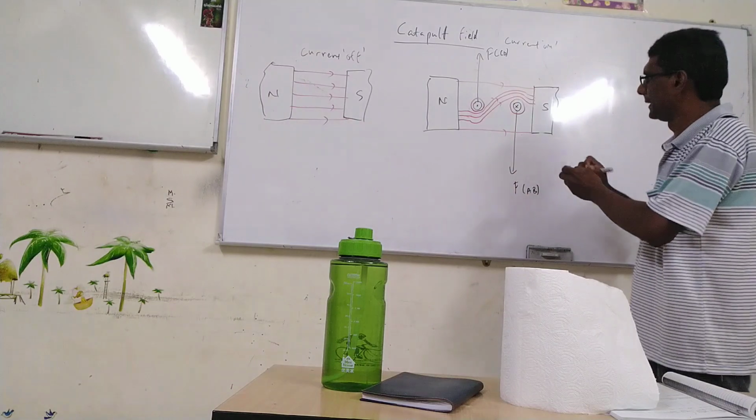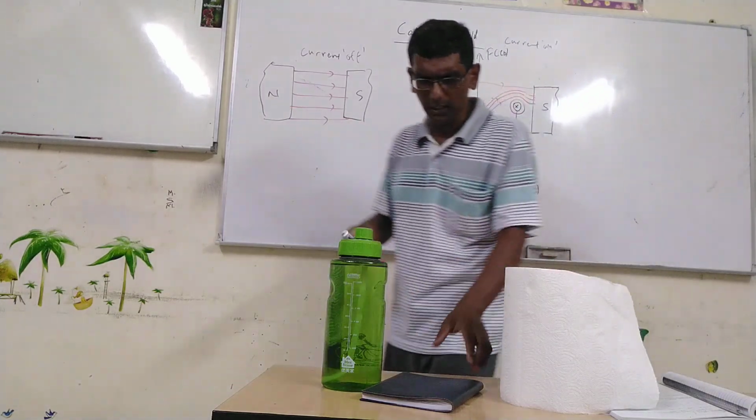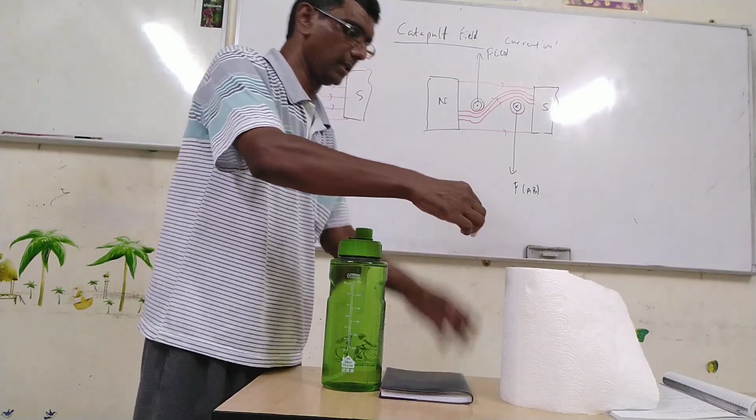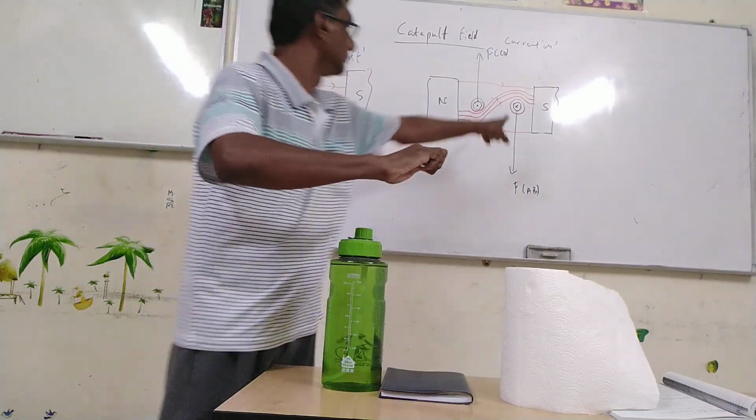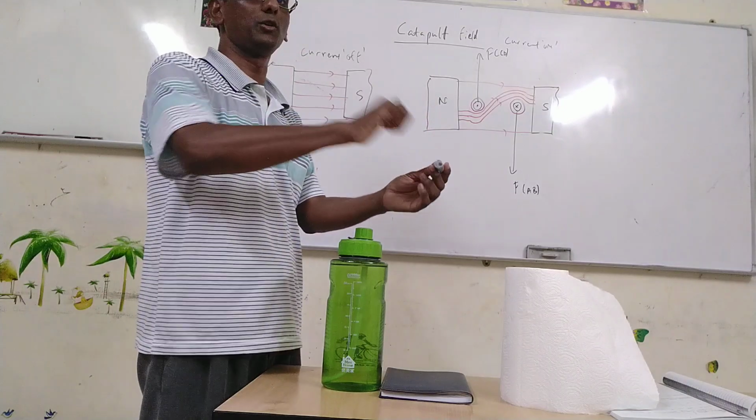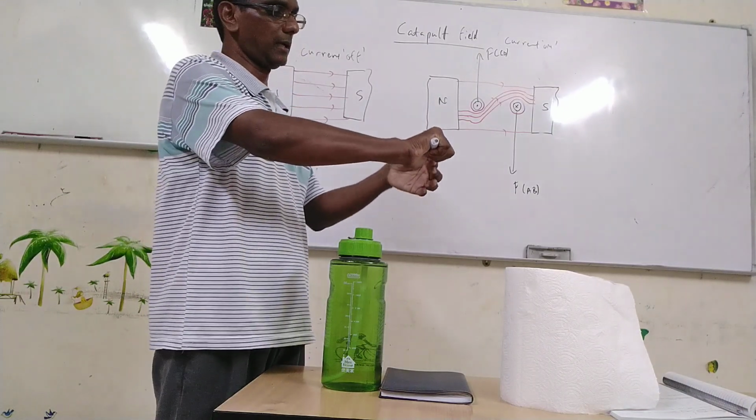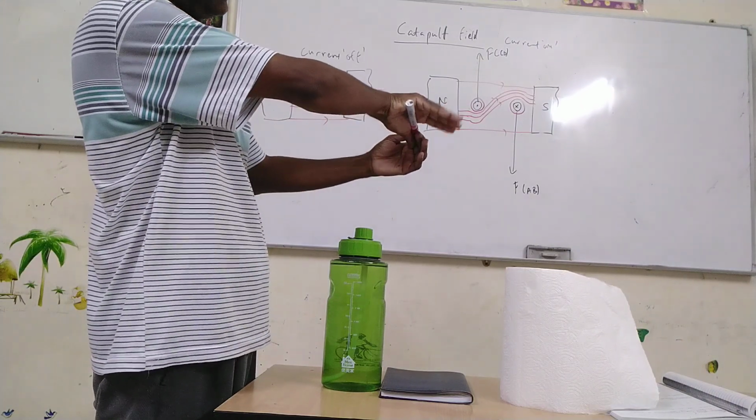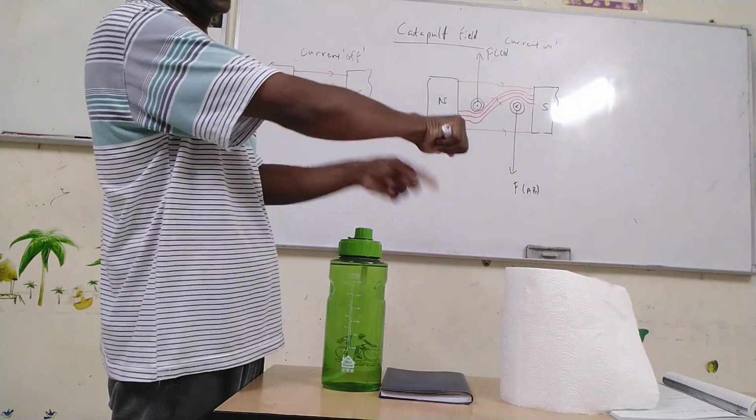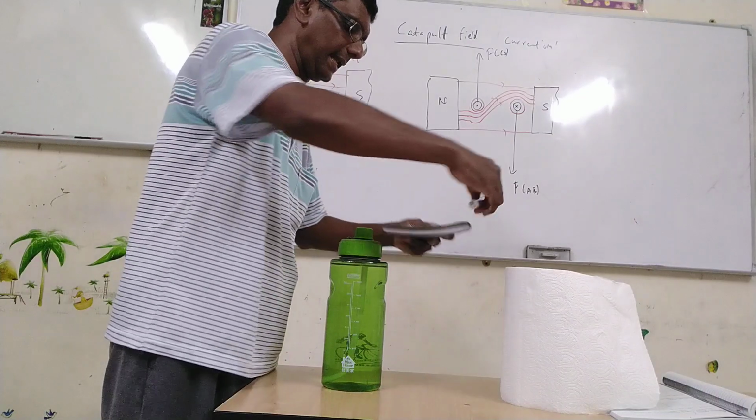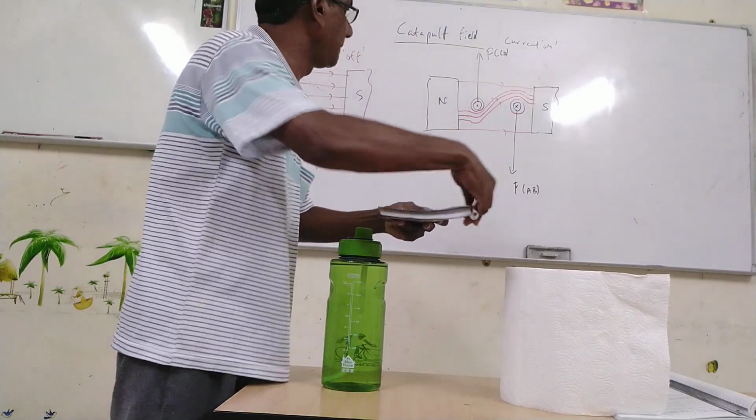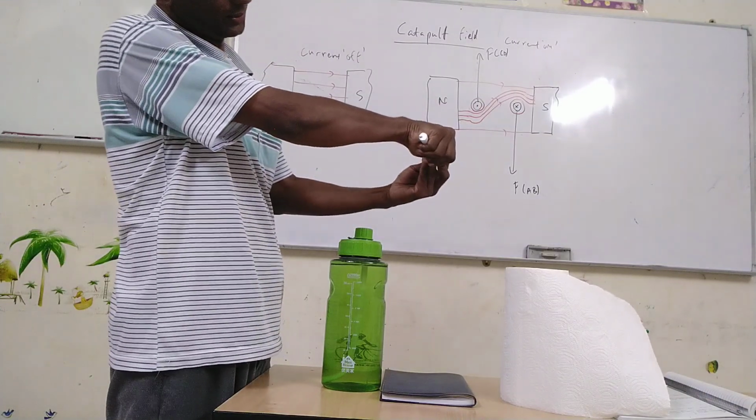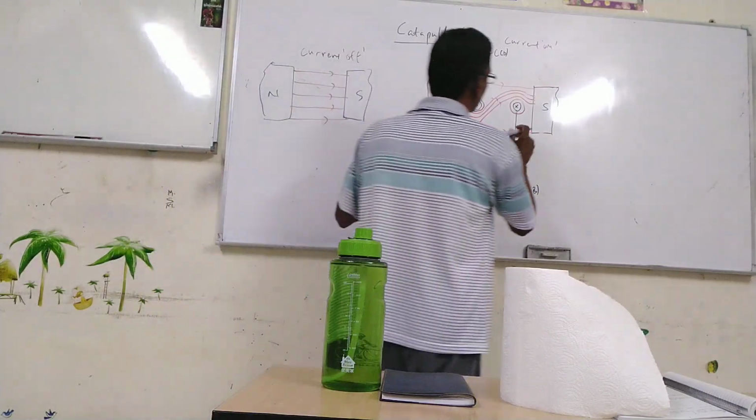Now at the south pole, current going in. So you must use the right hand grip rule. Current going in, so this is clockwise. AB current going in, this is clockwise.